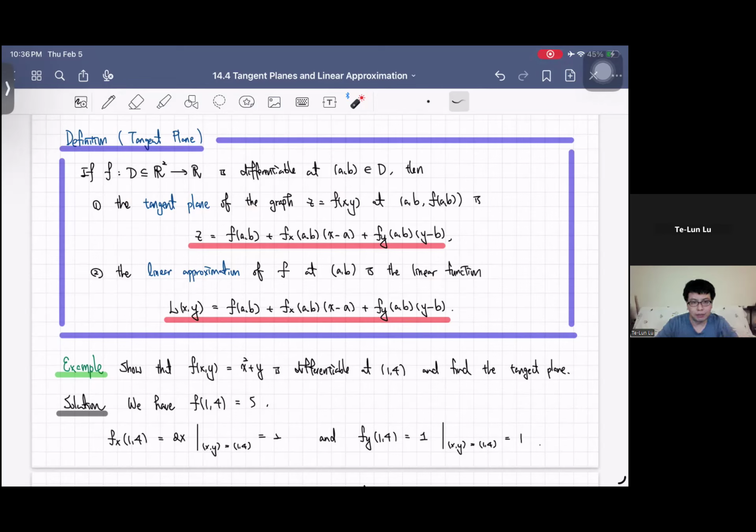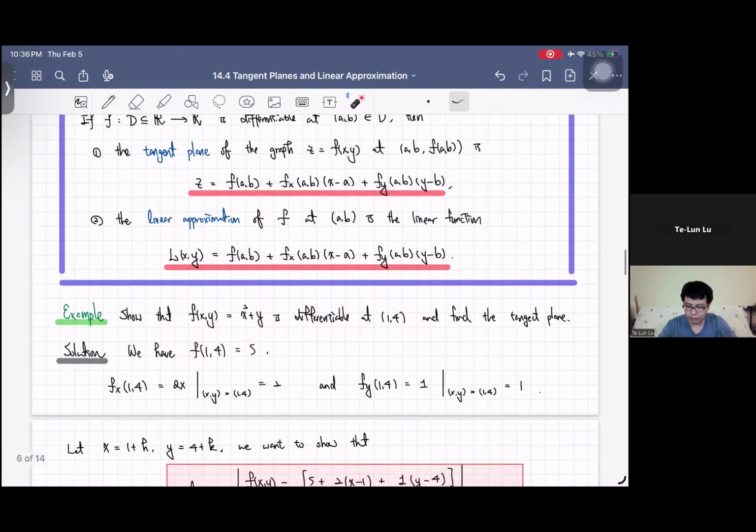Okay, now let's do some examples with the concept of differentiability. The first example asks you to show that this function is differentiable at the point (1, 4) and to find the tangent plane. For now, differentiability only follows from the definition. There'll be some hard work, but let me go through this step by step. First of all, let's compute the so-called tangent plane, which is constructed from the point itself and the partial derivatives. So first of all, f of (1, 4) is 5. The partial derivative in x at (1, 4) is 2, and f_y at (1, 4) is 1.